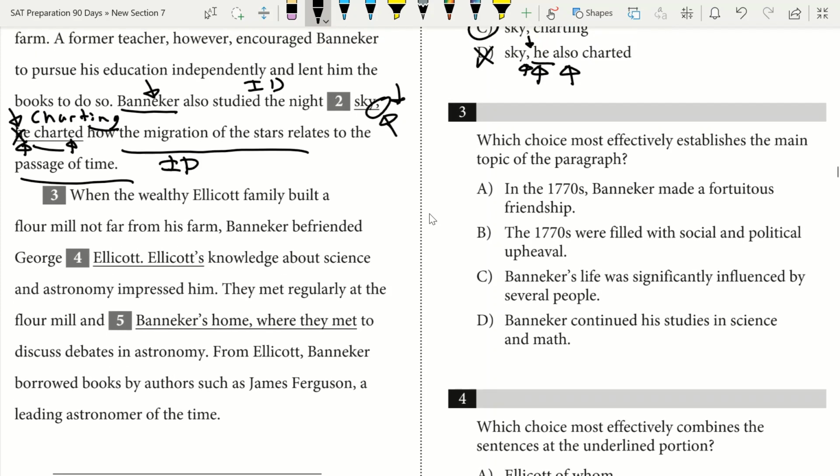Which choice effectively establishes the main topic of the paragraph? I'm not even going to read A through D yet. I want to find out what the main topic is first. That way I'm not wasting time.